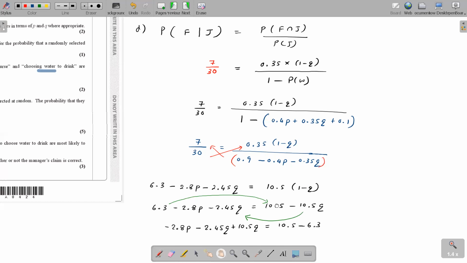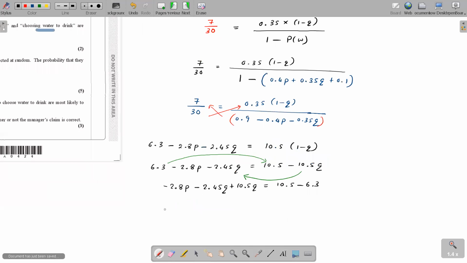Can I know the value here? How many q's are there? Minus 2.45 plus 10.5. How many q's are there? Minus 2.45 plus 10.5, 8.05. So 8.05q. And the 10.5 minus 6.3 is 4.2. So this is the second equation.